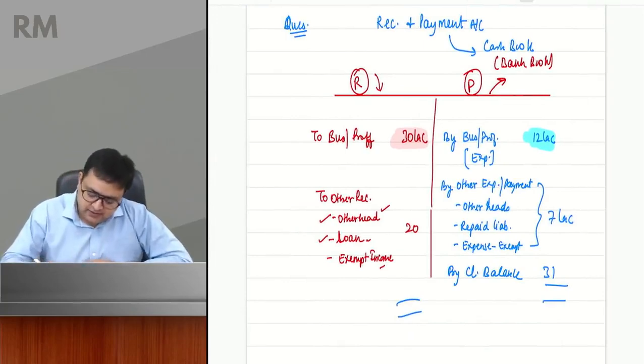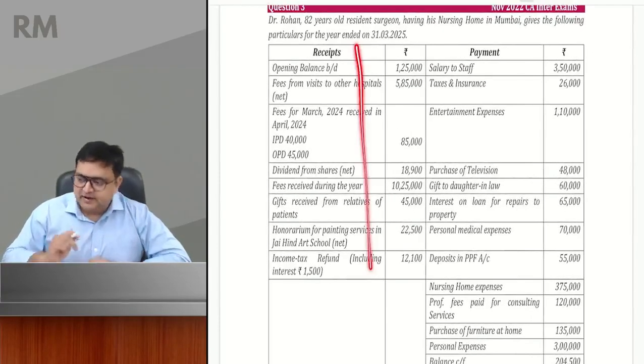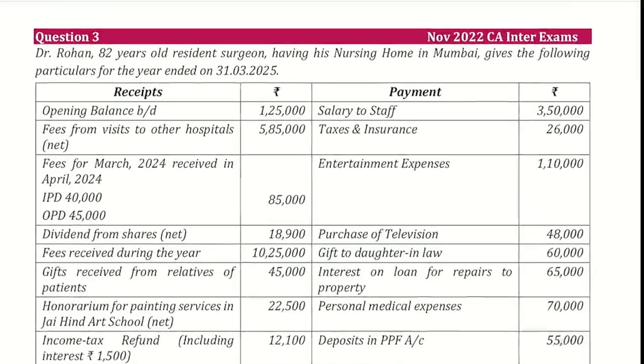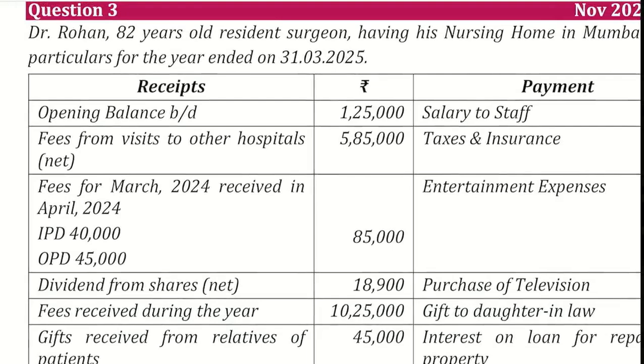Now, this is a receipts and payment account. This is a normal receipts and payment account. We just need to identify. So now please help me in identifying whether it is PGBP related or not.